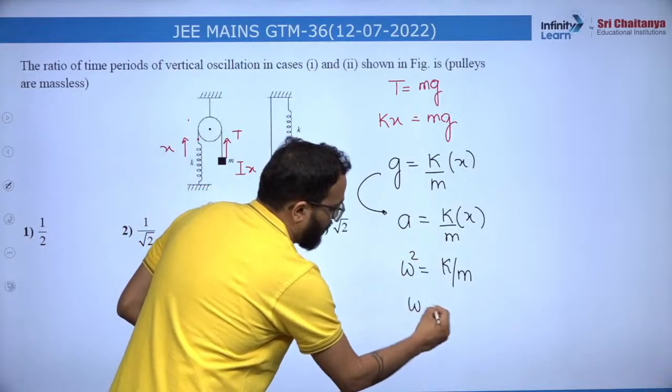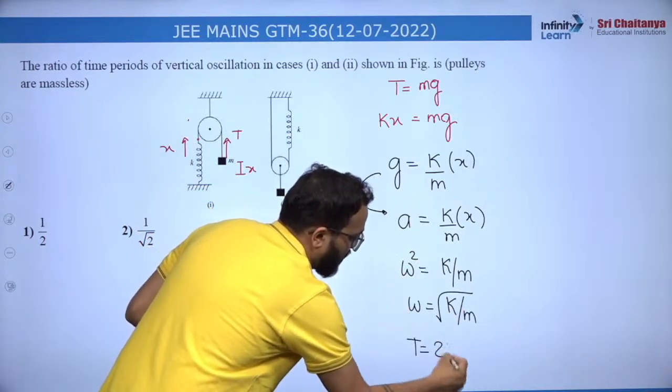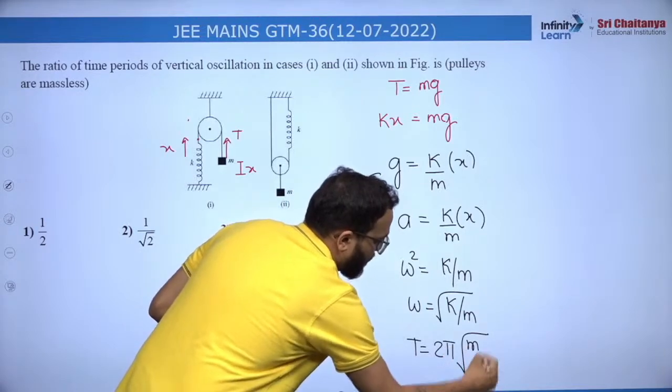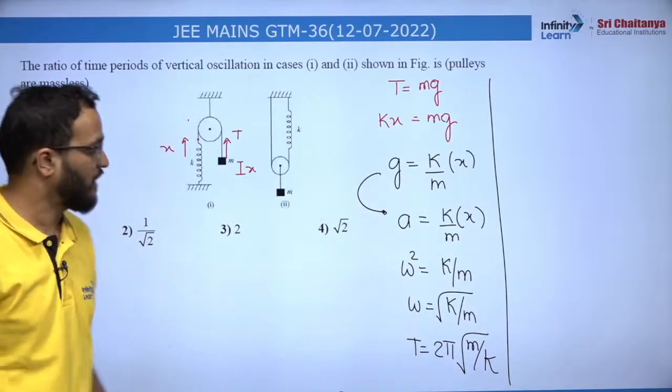So omega will be what? Root over k by m. So what is the time period? 2 pi by omega, so 2 pi root over m by k. Is it okay? This is how you will get the time period in the first case.